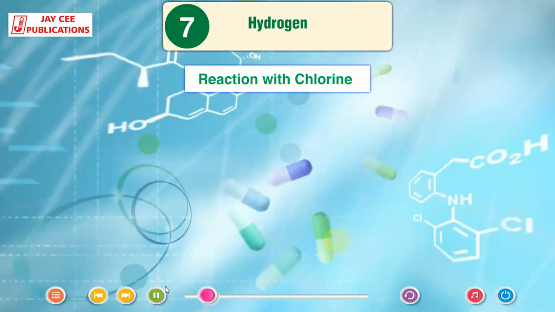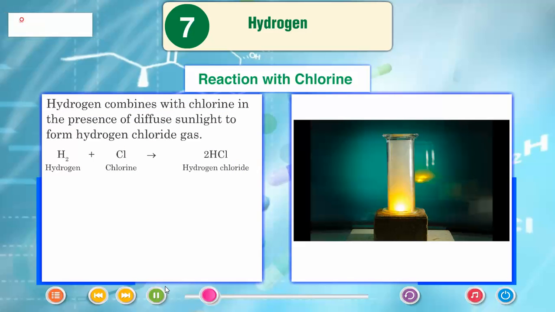Reaction with chlorine. Hydrogen combines with chlorine in the presence of diffuse sunlight to form hydrogen chloride gas. H2 hydrogen plus Cl2 chlorine is 2HCl hydrogen chloride.